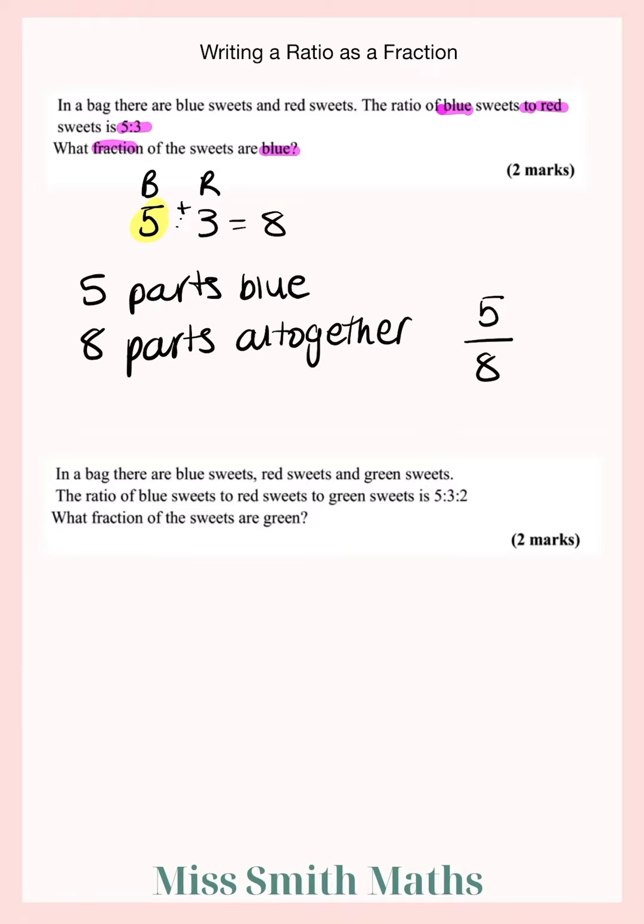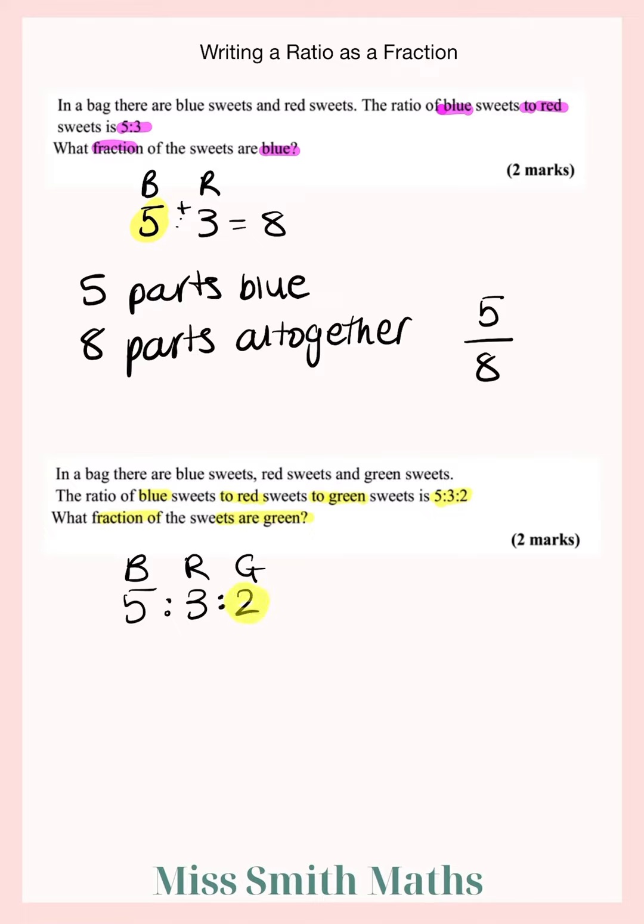Next one then. In a bag there are blue sweets, red sweets and green sweets. The ratio of blue sweets to red sweets to green sweets is 5:3:2. So if we just look at that ratio to start then, 5:3:2. It says blue to red to green. So blue's going to come first, then red, then green. It's asked us, what's the fraction of sweets are green?